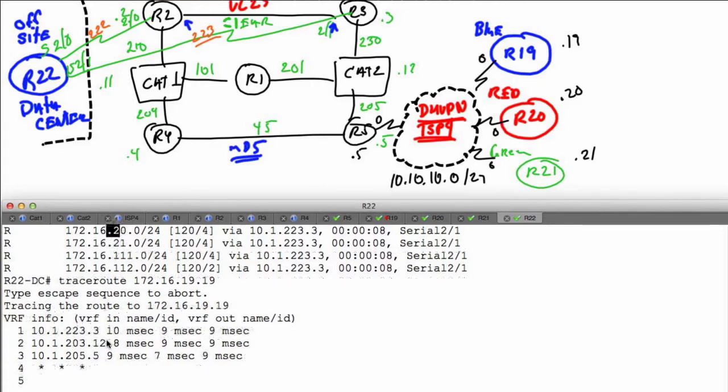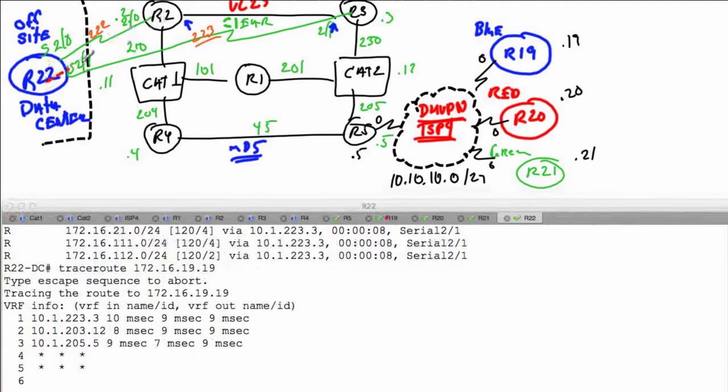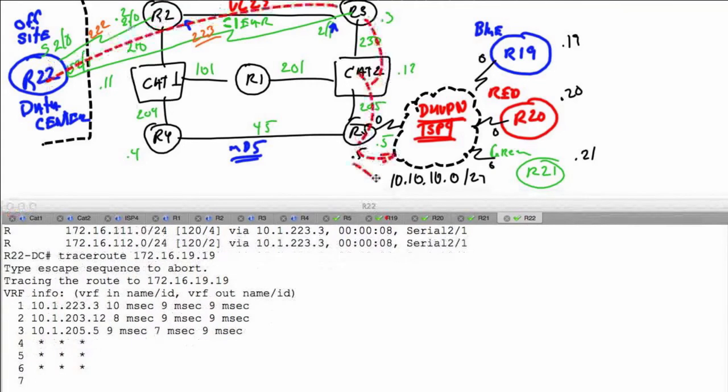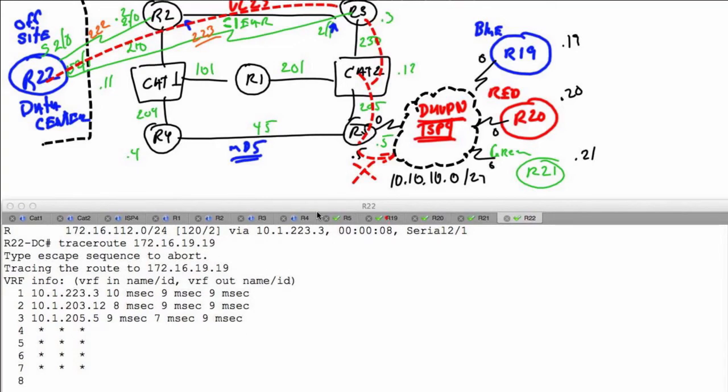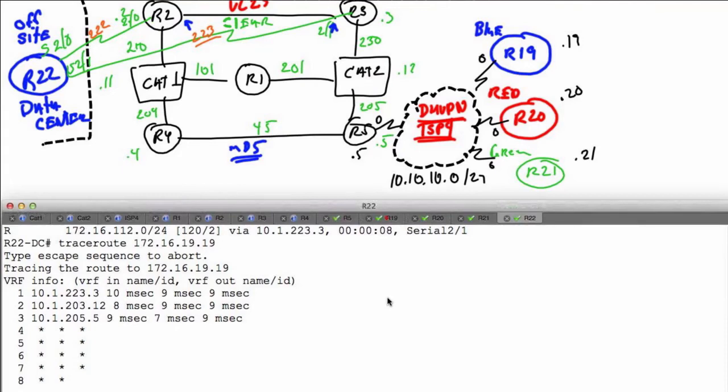So we're following it. Let's go ahead and just do a drawing here, just to track it through. So we're going to R3. From R3, we're going down to 12. From 12, we're going to 5. From 5, we're dying. Now, we know that we had reachability on that interface on R5. So let's take a look and see what's going on here. All right, first of all, let me go ahead and clear off some of this chicken scratch. And then we'll dive back into our config.